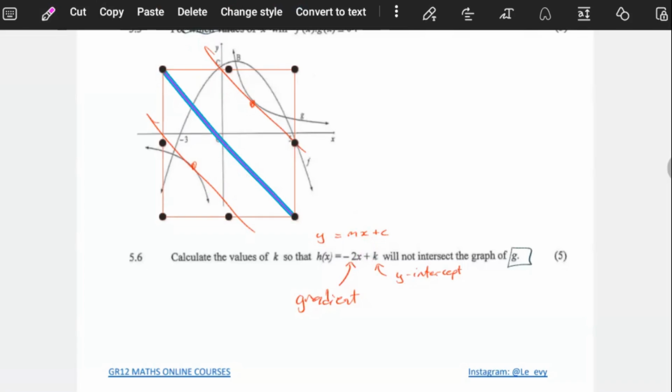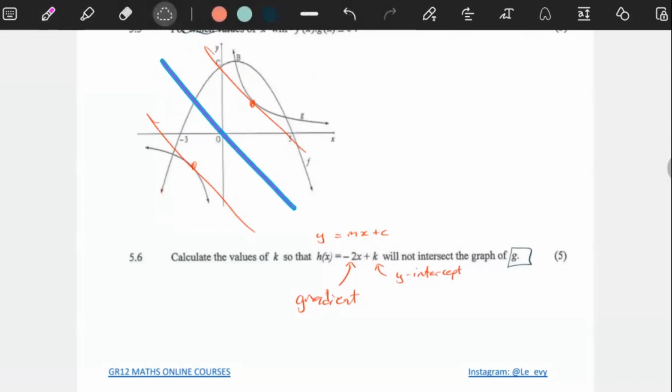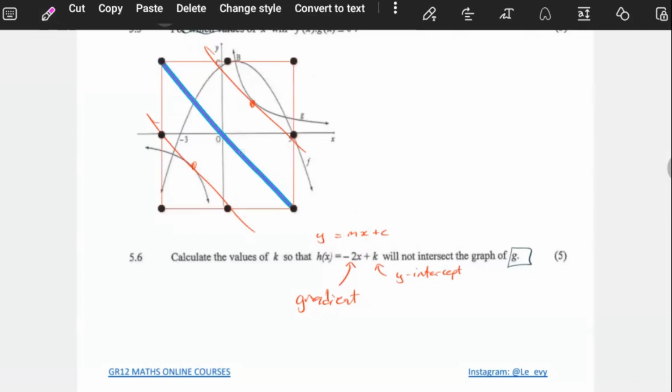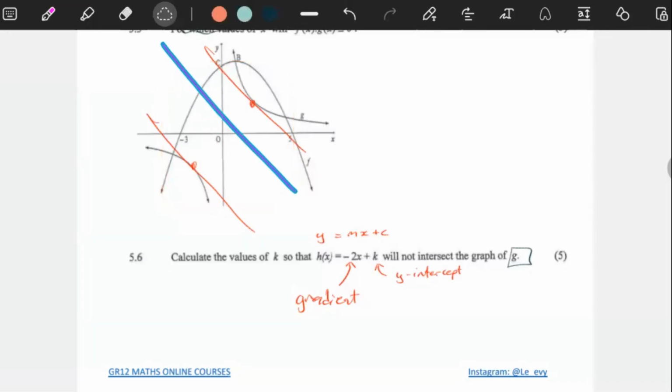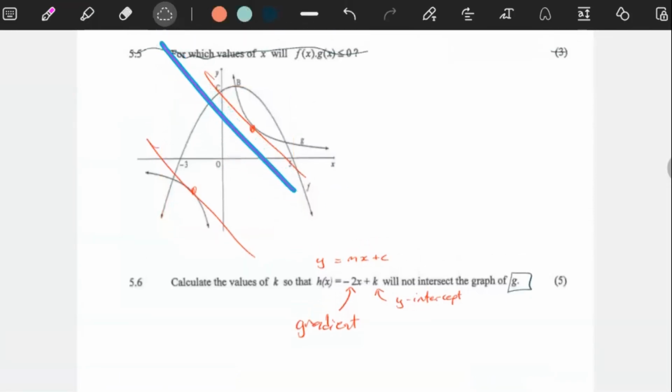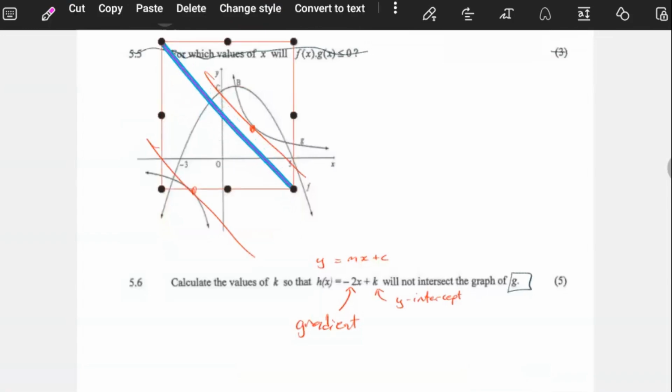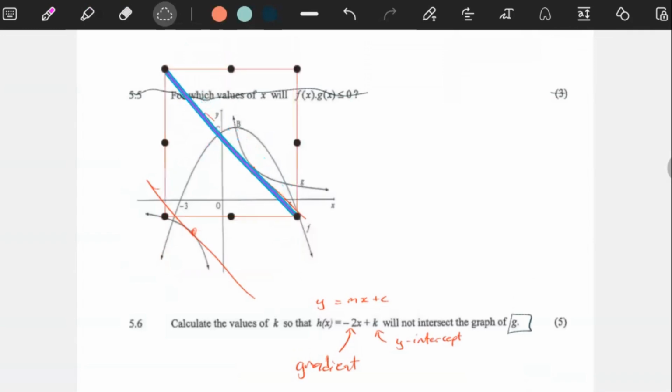However, k is the y-intercept. So initially here, let's think of the y-intercept as 0. So k can be 0, because as long as k is 0, this graph will not intersect the graph of g. However, if k increases, if the y-intercept keeps getting higher and higher, you see the graph keeps moving higher and higher until just below that point here. That's the highest that k can be.